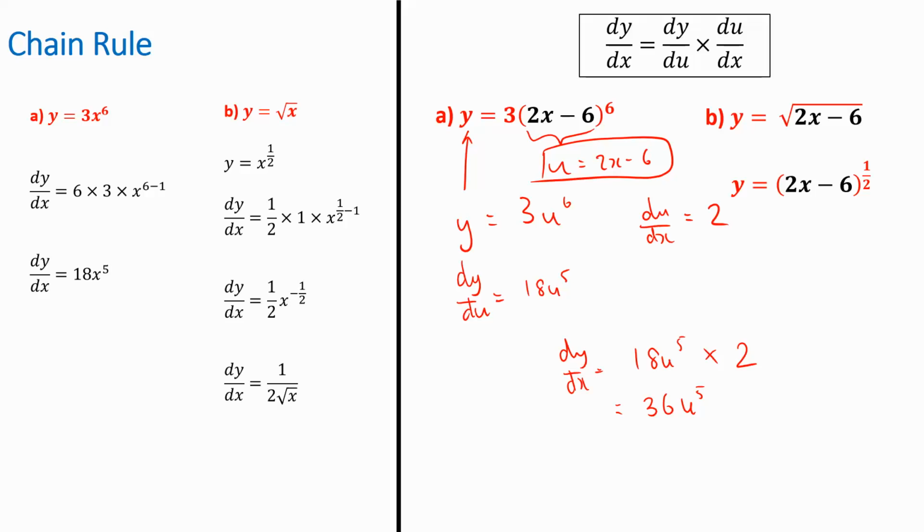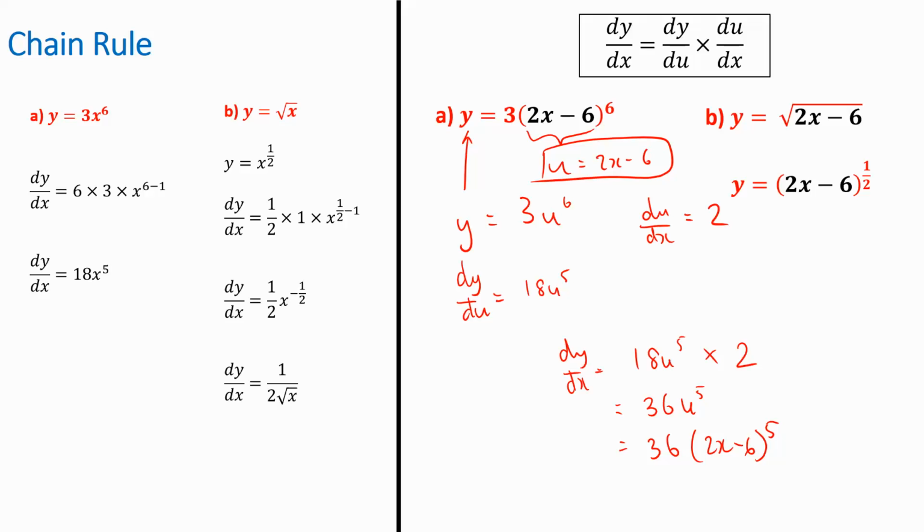u is what you made up. You said u is equal to 2x minus 6. Replace it again, put it back in and say, well, the answer should finally be 36 times (2x minus 6) to the power 5, and voila. That is our chain rule. But the concept I'm trying to teach you, because when we do 9G, 9H, 9I, it's the same thing. You're trying to replace the issue.